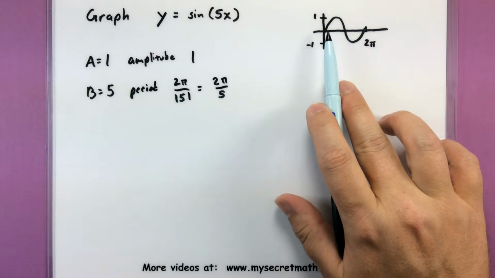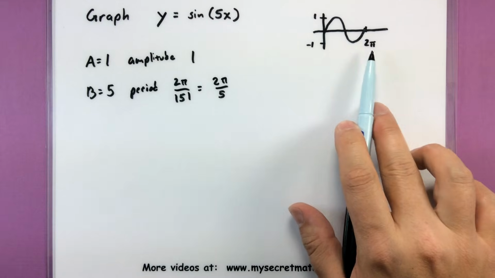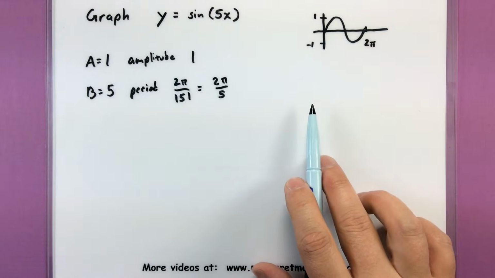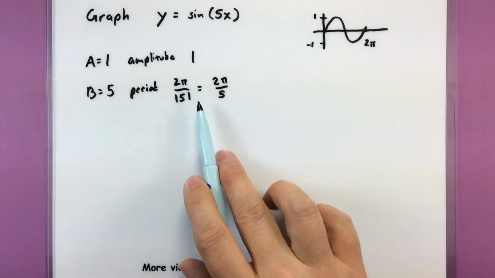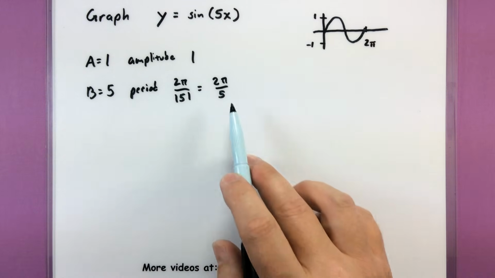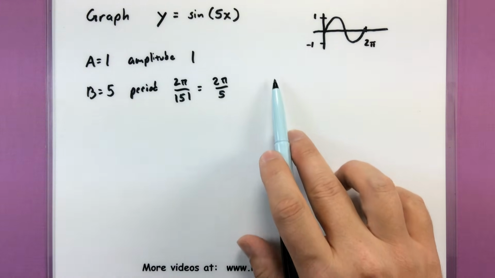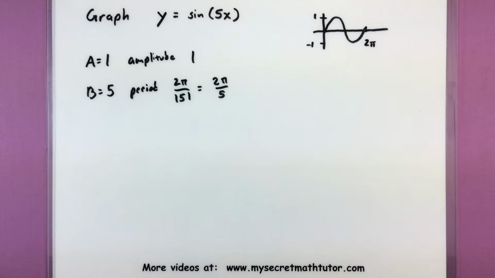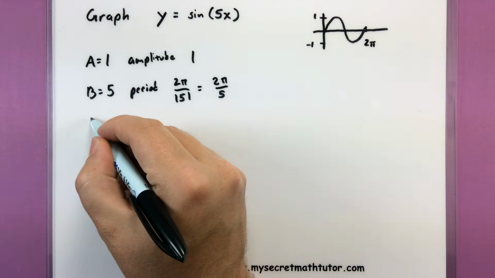This means that the usual graph cycles in a period of 2 pi. It goes through one complete period, whereas ours, it's not going to take quite as long. It's going to go through that one complete period in only 2 pi over 5. All right, let's see what else we got.